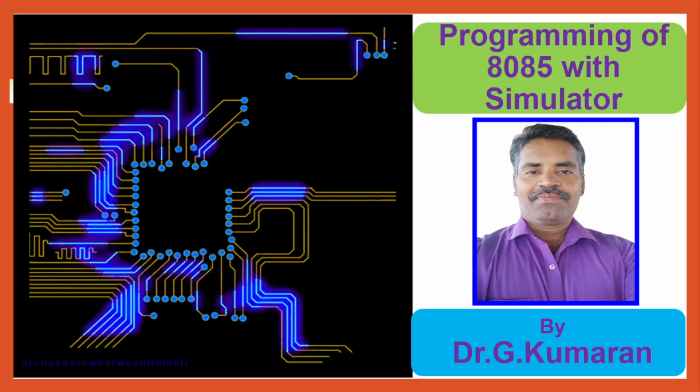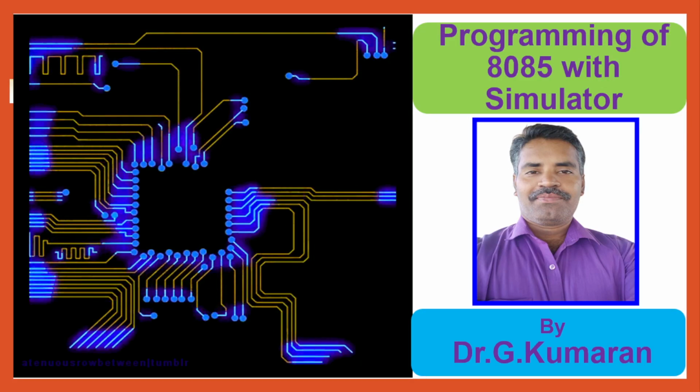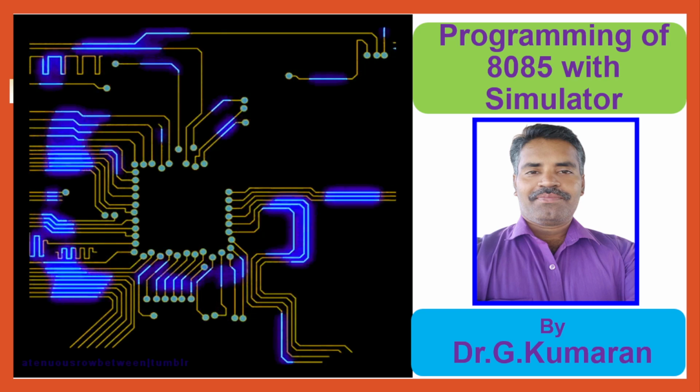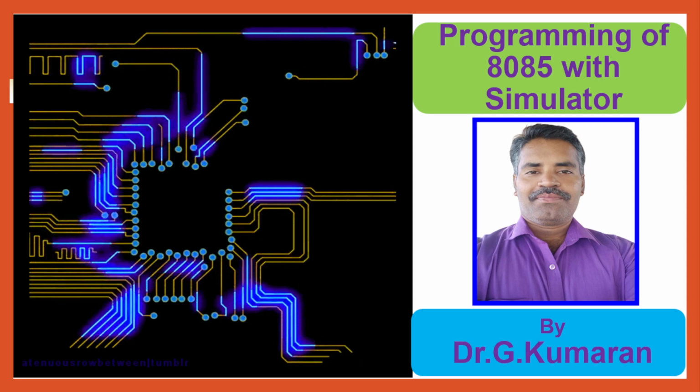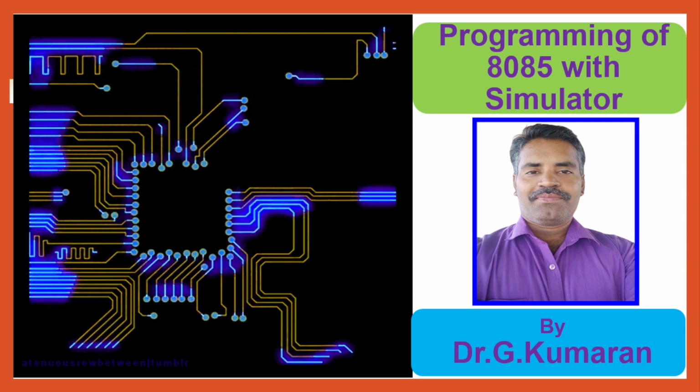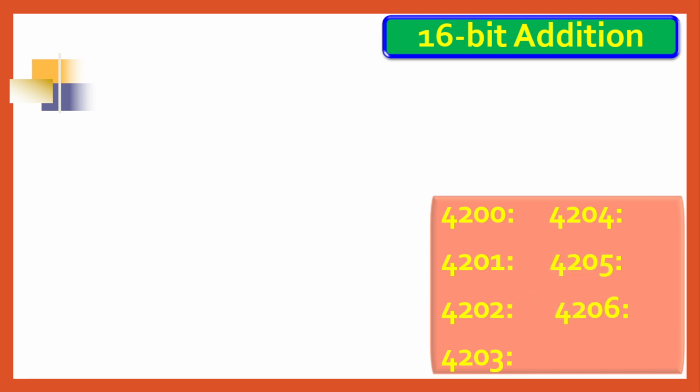Hi, this is Kumaran. In the series of 8085 microprocessor assembly language programming, today we will discuss 16-bit addition with carry. You know that the 8085 microprocessor is an 8-bit microprocessor. It will support 8-bit addition. Only one instruction is available for 16-bit addition, which is called DAD, double addition. With the help of double addition, we are going to perform this 16-bit addition of two numbers, with carry also. So let's start this.